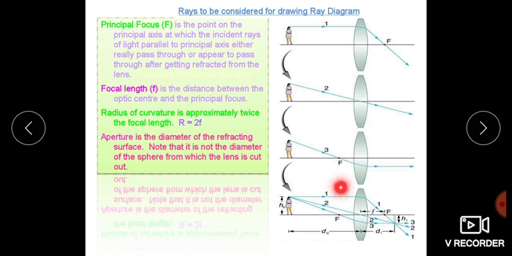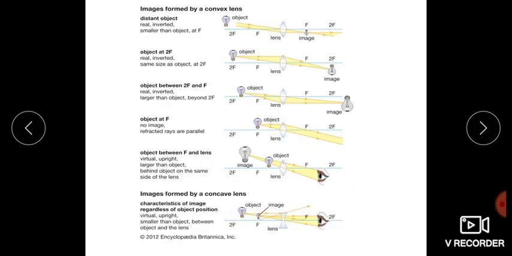Many rays are emitted from the object, the source, but pictorially we represent only two, because we don't want to clutter the figure by putting all these rays together. So while finding the image formation, position, and nature, we take only two rays, either of these three. The intersection point gives us the image position.